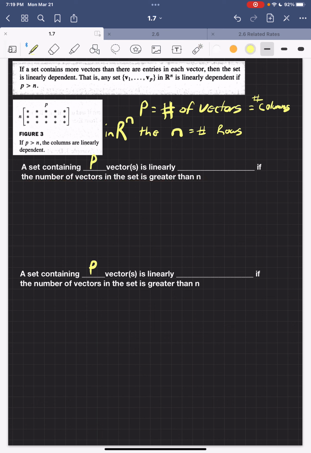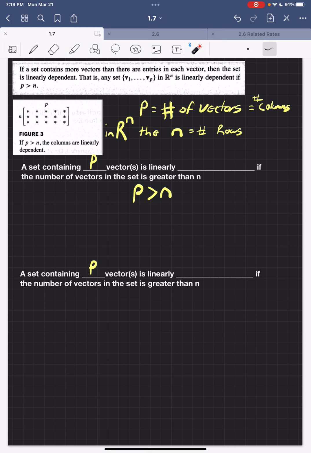I just want to make sure you understand that if P is the number of vectors, they're saying if it's greater than n. Now that's kind of what you have here, right? If you think about it, this would be 1, 2, 3, 4, 5 vectors. P is equal to 5 in this case. Assuming this is a coefficient matrix, the number of n, in this case the number of rows, is 3. 1, 2, 3. So clearly, in this case, P is greater than n. The number of vectors is greater than the number of rows.